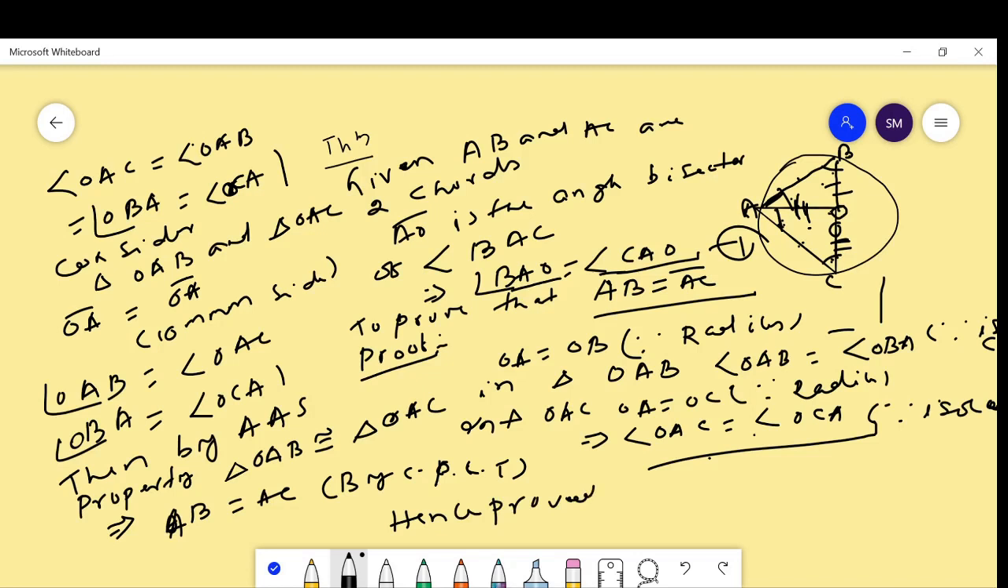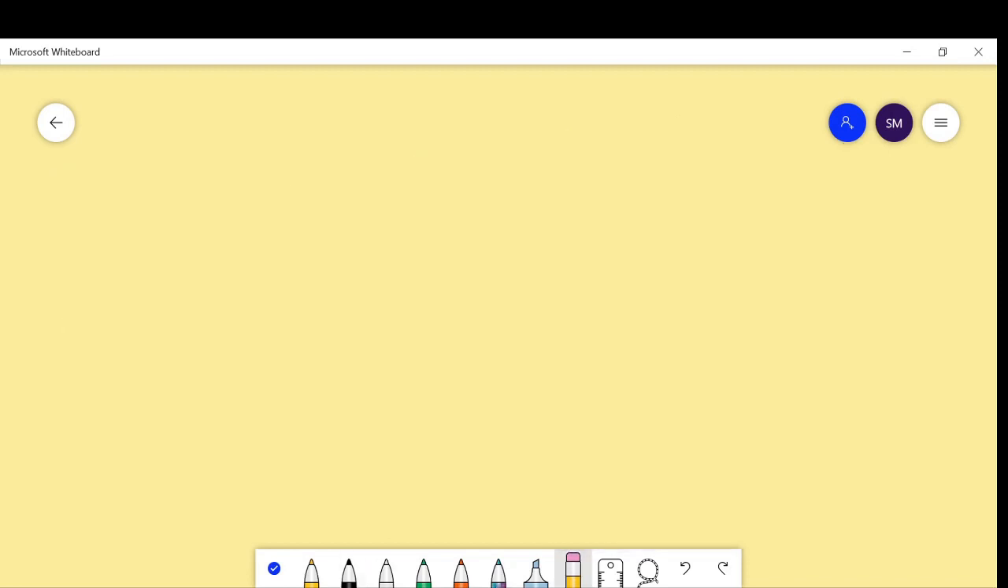Then we solved some questions. I have already told you, only knowing the theorem is not sufficient. Practice a variety of questions. Students, please do your worksheet and ask me your doubts.